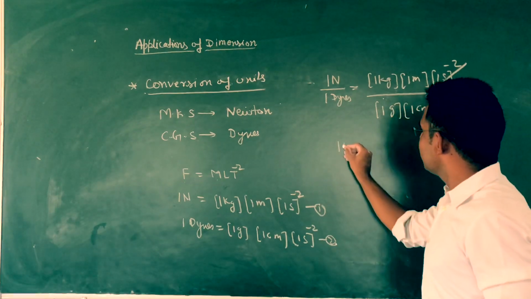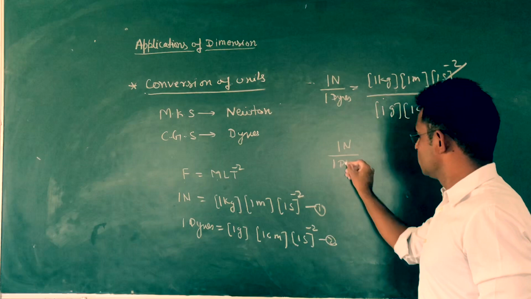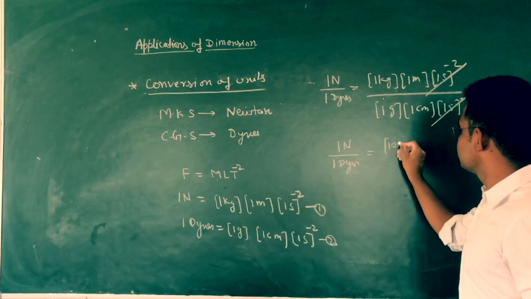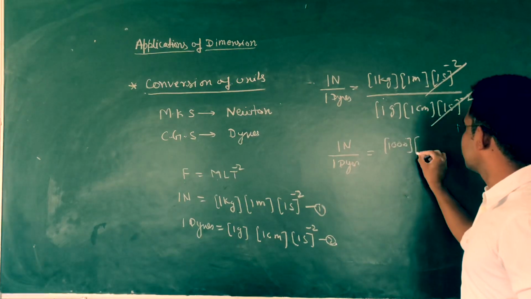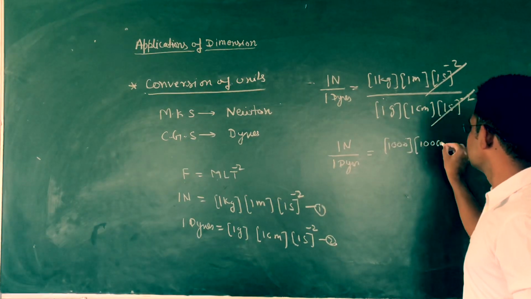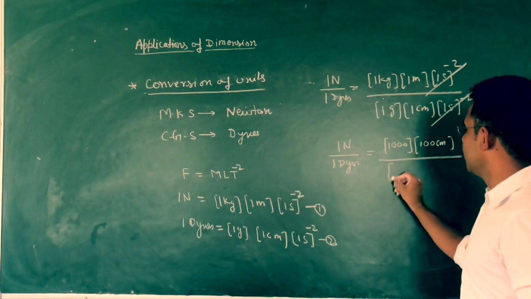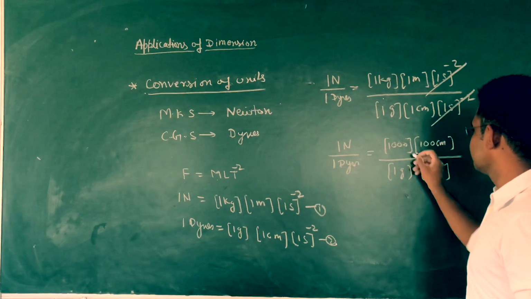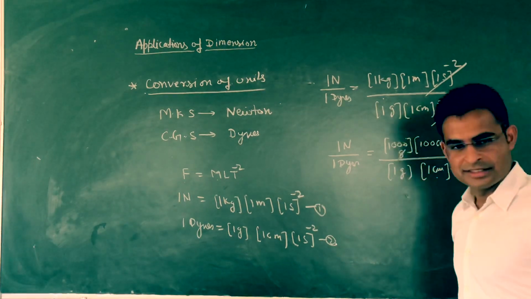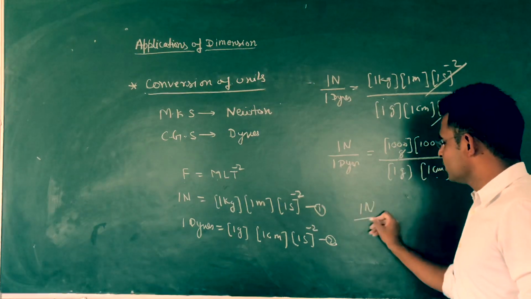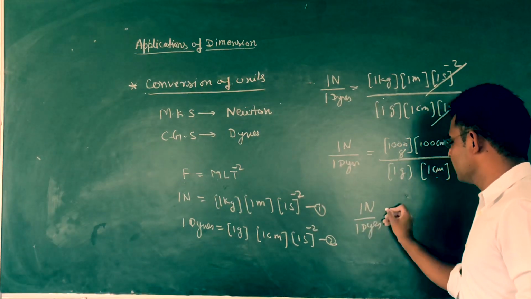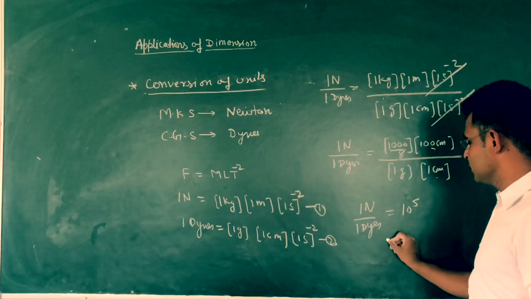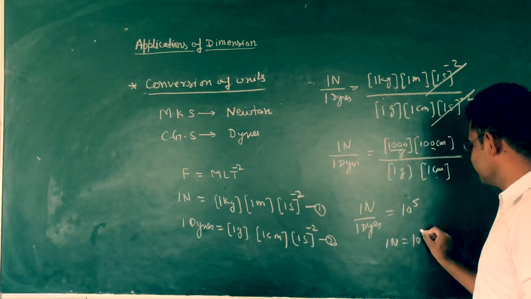Now I can write 1 Newton divided by 1 dyne. 1 kg, what can I write? 1000 grams. And 1 meter I'll write as 100 centimeters. Here 1 gram as it is, and here 1 centimeter as it is. So centimeter gets cancelled, and gram also gets cancelled. It means 1 Newton divided by 1 dyne will be equal to how much? This is 10 cubed, this is 10 squared, so 10 raised to 5. It means 1 Newton is equal to 10 raised to 5 dynes.